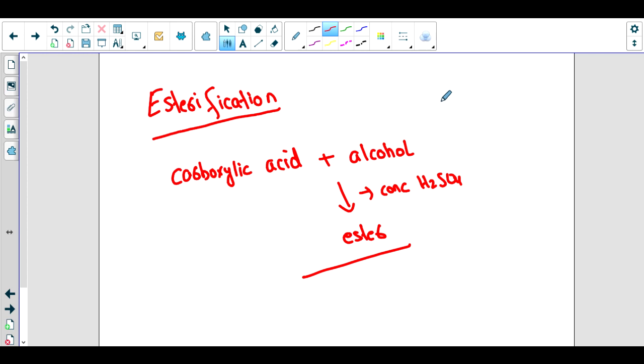If you have studied the chapter on, I think, rate of reaction, you may have studied homogeneous catalysis. That is, the reactants and the catalyst are in the same phase. This is a liquid, this is also a liquid, and this is also a liquid, so this is homogeneous catalysis. This reaction is called esterification. You take one carboxylic acid and one alcohol, they react in the presence of sulfuric acid, and you get an ester.